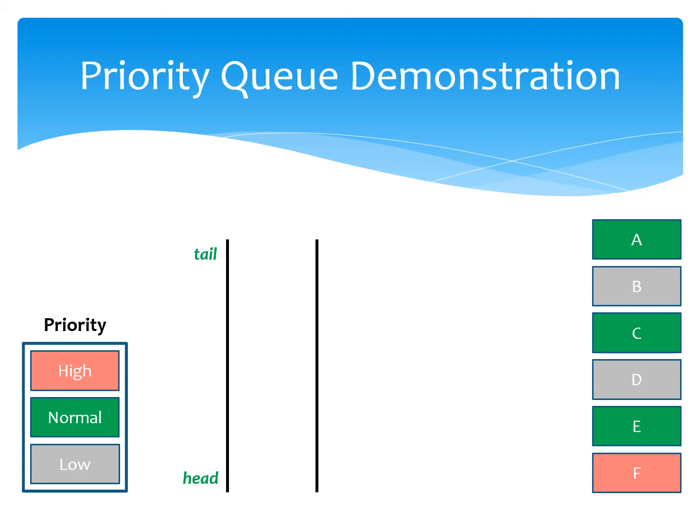Tasks A to F are submitted to the queue in alphabetic order. As you can see, we submit task A with normal priority to the queue first, and A is the head of the queue. Second, task B with low priority is added to the queue. According to the first come, first served basis and task priority, task B will be served behind task A.